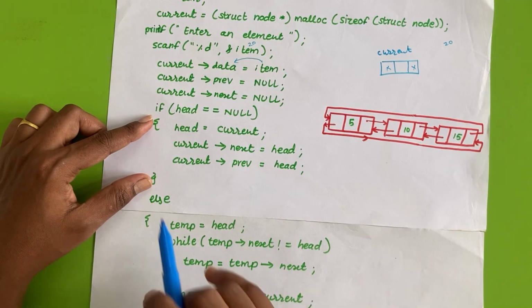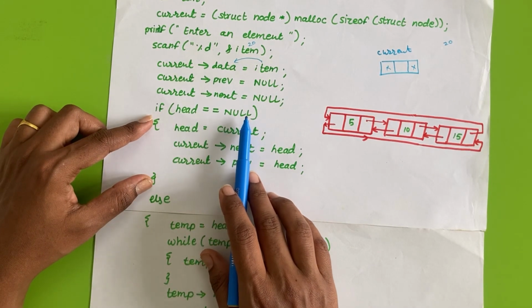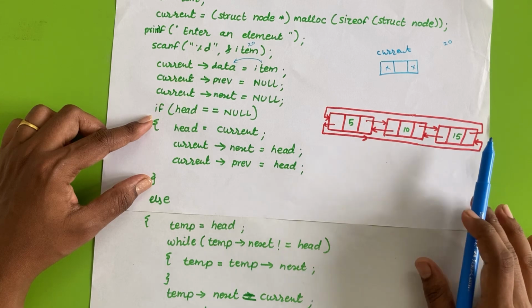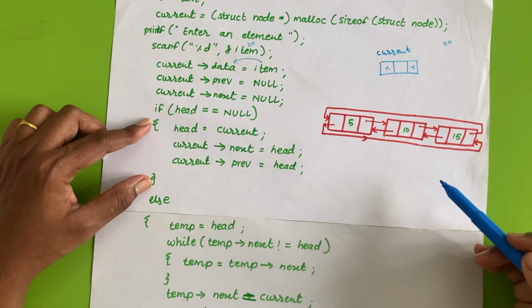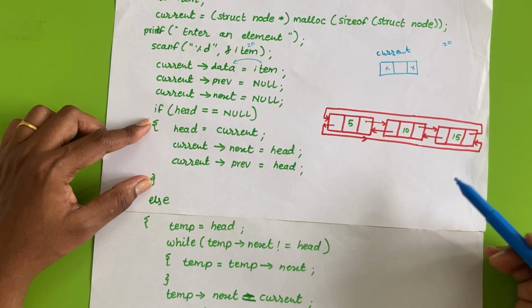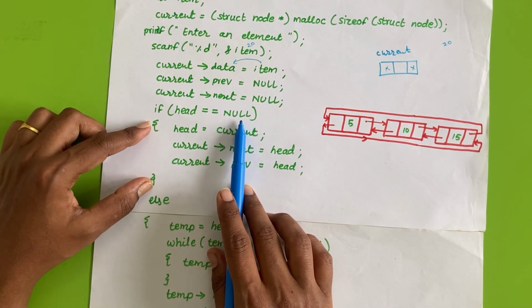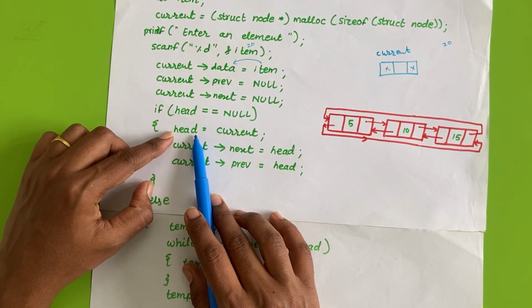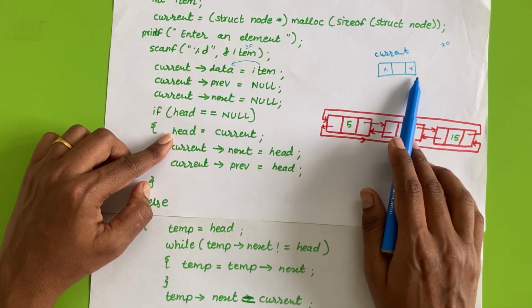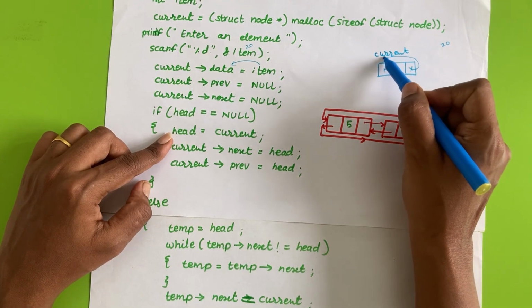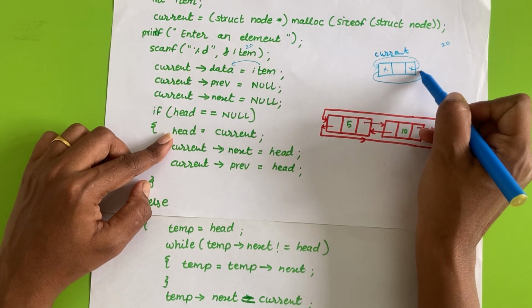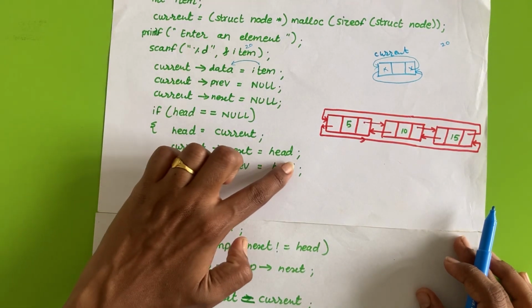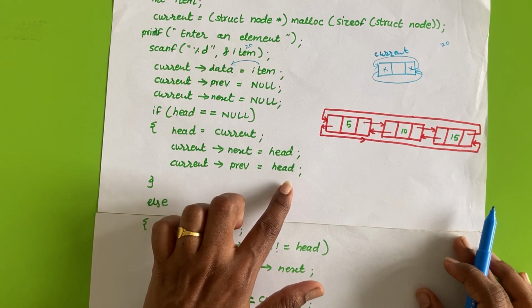So we check if head is equal to null, meaning if head does not exist, then the linked list does not exist, and in that case the newly inserted node will act as the head node. So current will be assigned as head, and now its pointers will point to the node itself. This will look like this: current arrow next is equal to head and current arrow previous is also equal to head.